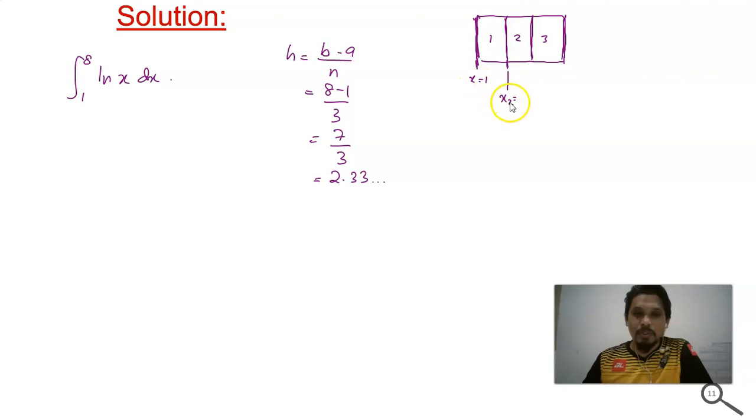x naught equals 1, x1 equals 1 plus 7 over 3, equal to 10 over 3. Then plus another 7 over 3 gives 17 over 3. Then plus another 7 over 3, and this one equals 8.